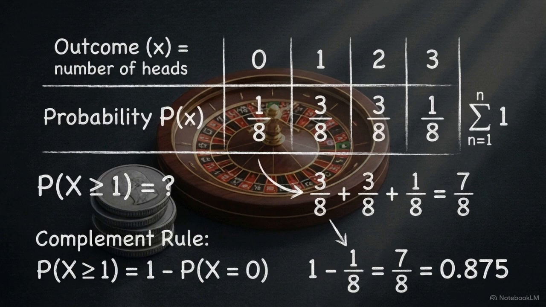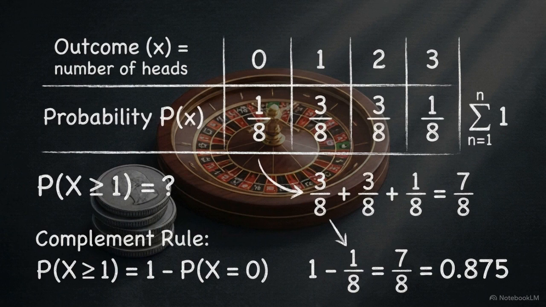Looking at our sample space, getting 0 heads happens exactly once, giving it a 1 in 8 chance. Exactly 1 head happens 3 times, making its probability 3/8. We can quickly complete the table using the remaining outcomes. Rolling exactly 2 heads also has a 3 in 8 chance, and getting all 3 heads happens just once.